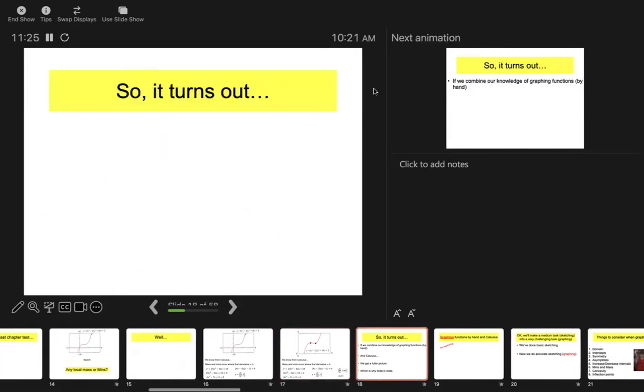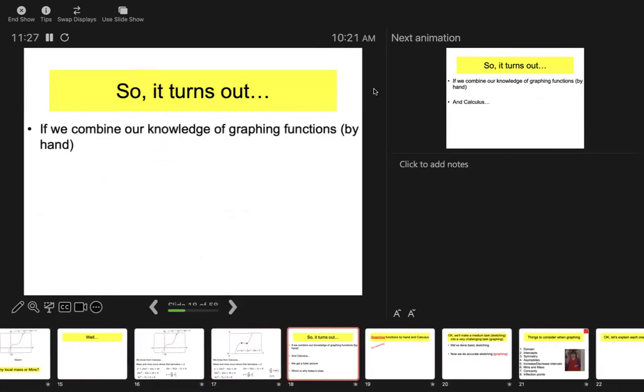All right. So it turns out that if we combine our knowledge of calculus with our pre-calculus knowledge of how to graph, we can get a far more accurate picture of what the curve should look like. So that's what we're doing today.